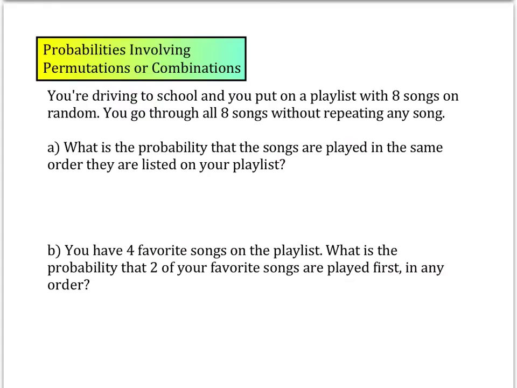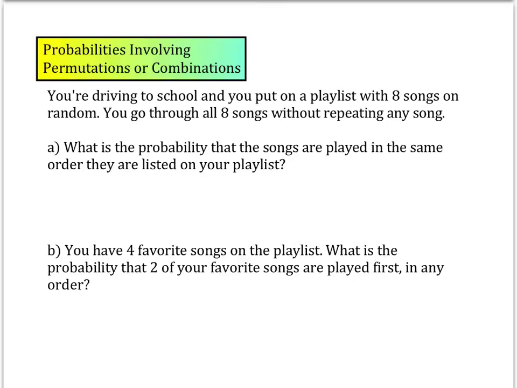So we've talked about permutations and combinations in the previous 2 sections. Now I want to talk about the probability involving permutations and combinations. So in this example, you're driving to school and you put on a playlist with 8 songs at random. So you go through all 8 songs without repeating any song. So the question is, what is the probability that the songs are played in the same order they're listed on the playlist?